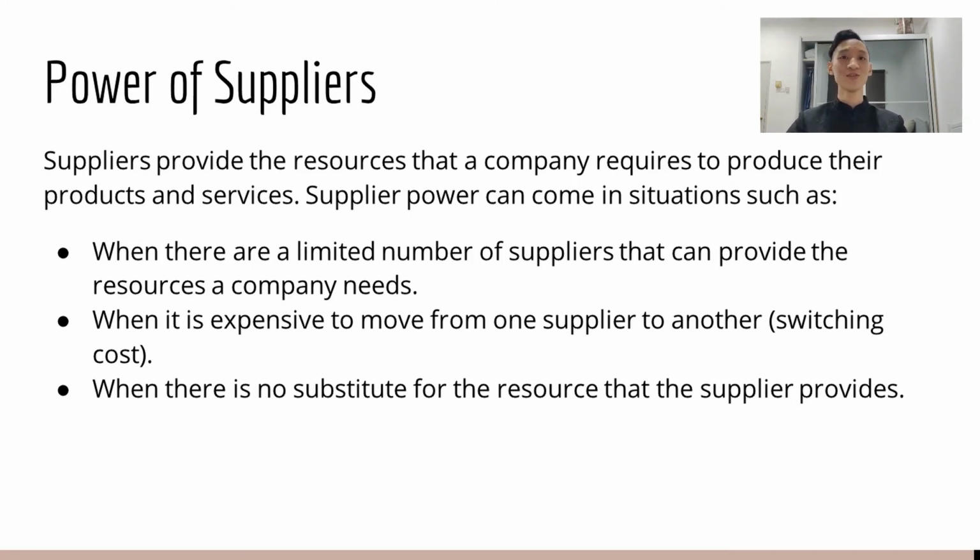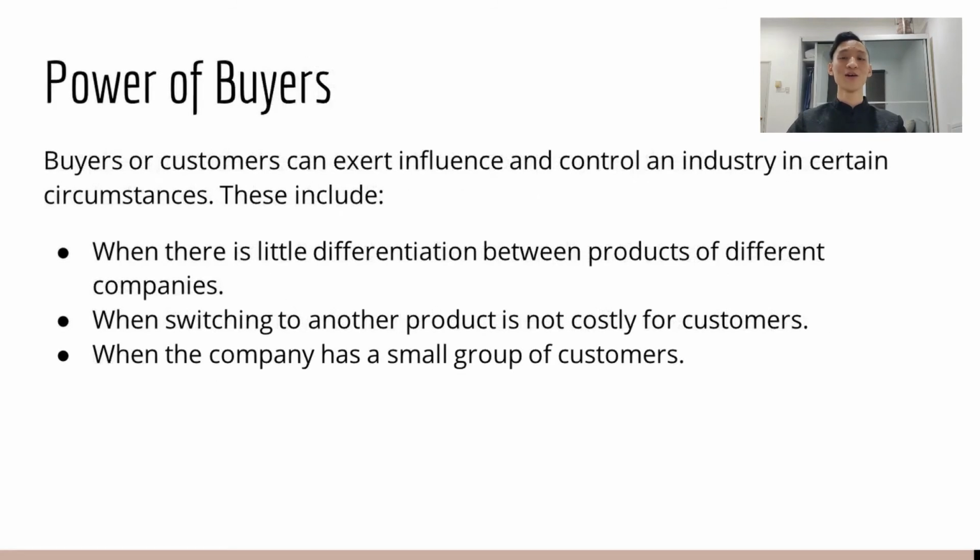Okay, moving on to the next force, we have power of buyers. Customers or buyers can also exert influence to control an industry in certain circumstances. This includes when there is little differentiation between products of different companies. Two different companies produce products that give you the same benefit, but there is little differentiation. So why should I continue to buy from your company? When the other company also produces the same product, and it gives me the same benefit, there's barely any difference, so I'm just going to buy from them.